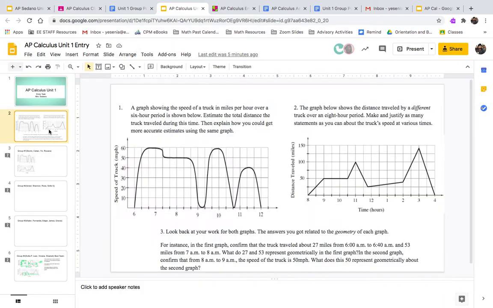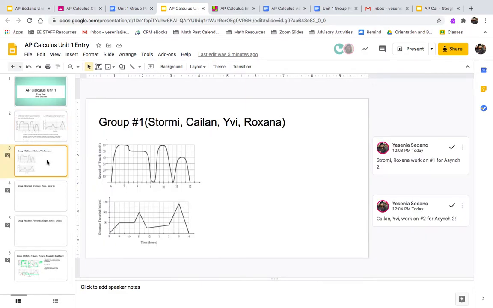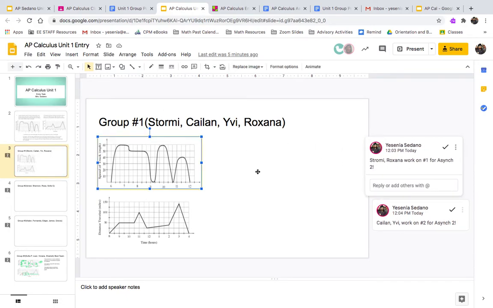Now let me go over what is asynchronous number 2. So this is the problem, of course. What I'd like you to do is finish up your poster. Now I divided up the work for you. For example, here I put the two partners that will finish this up. Again, I want to see the annotations, very similar to how the group at the bottom did.